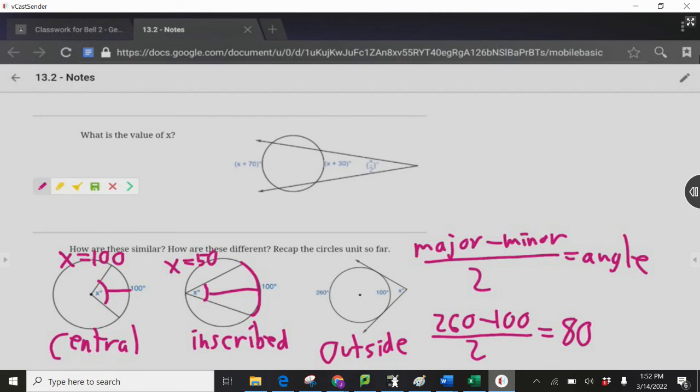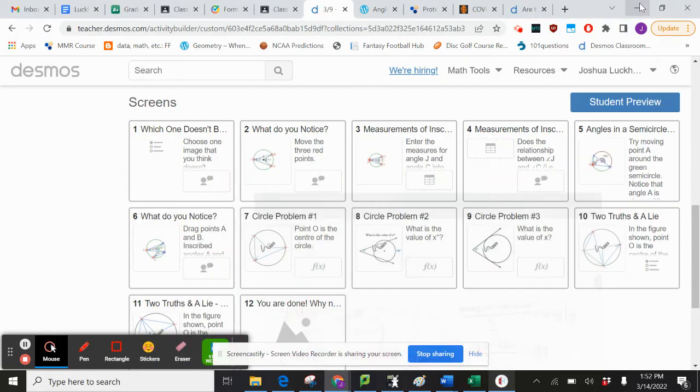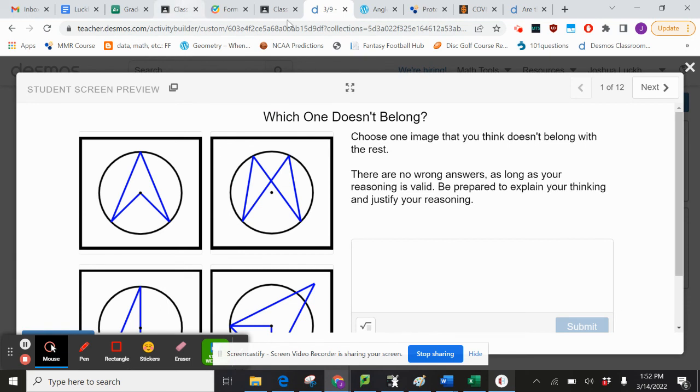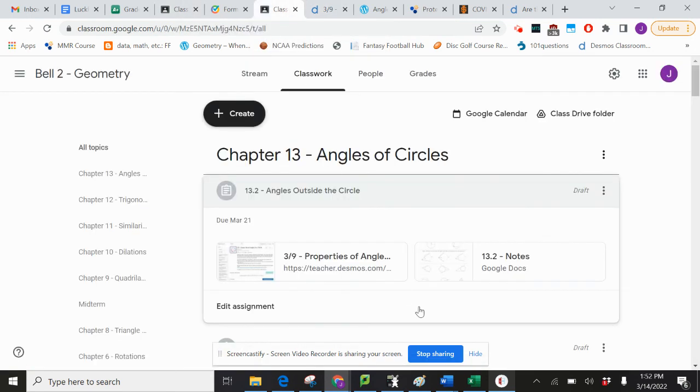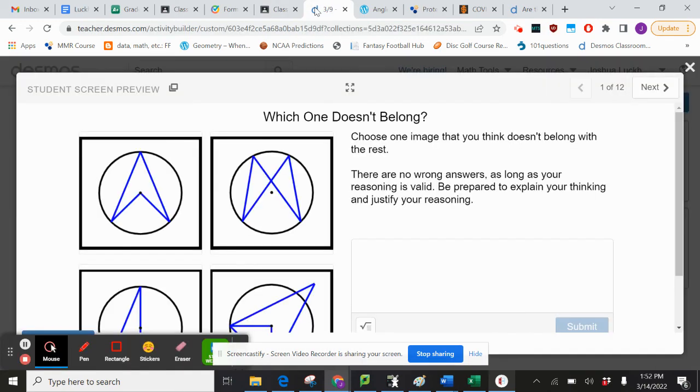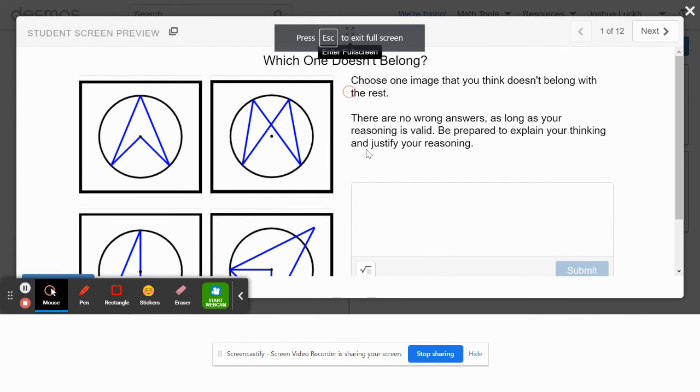Now, for the rest of class here, let me jump over and show you what you guys are going to do. We've got a Desmos activity I'm going to have you looking at. You'll see that posted in Classroom. The date is wrong. I will have that fixed probably by the time you see this video.